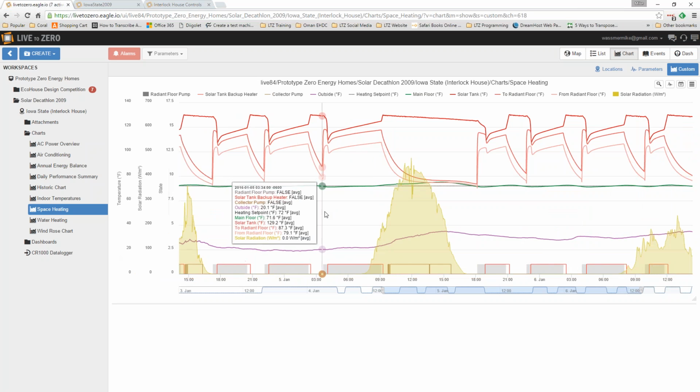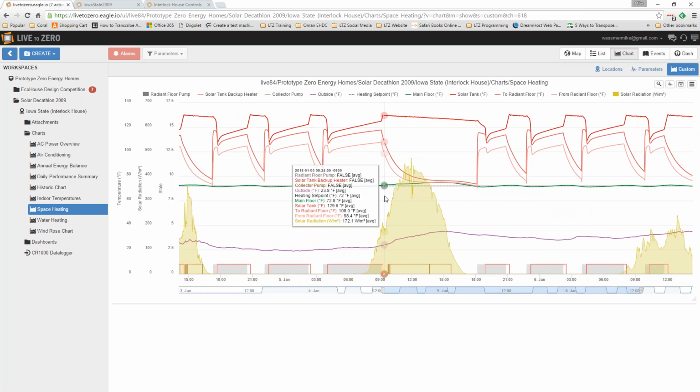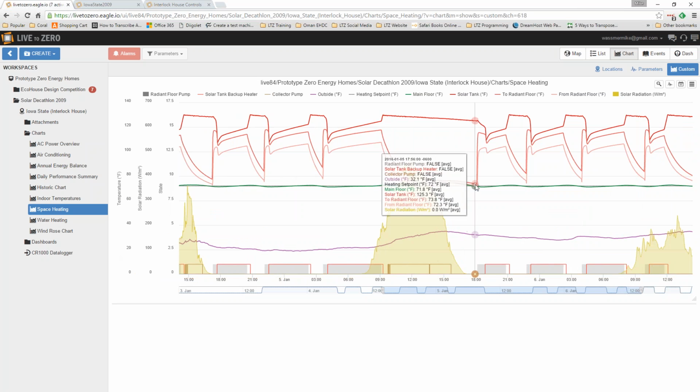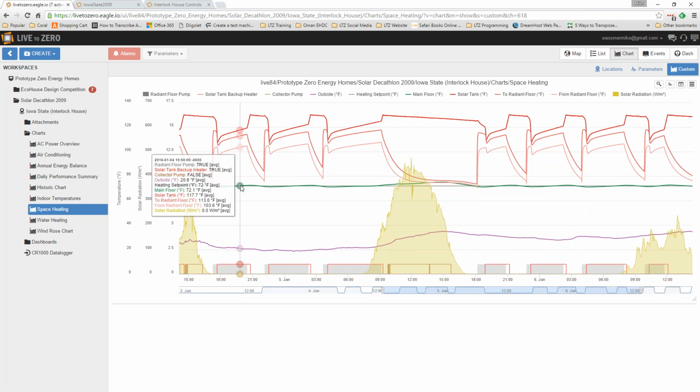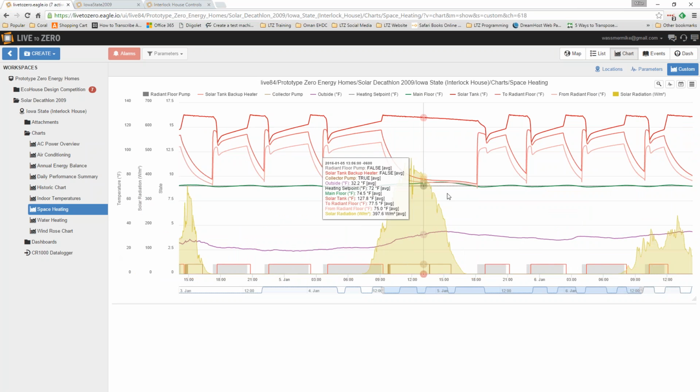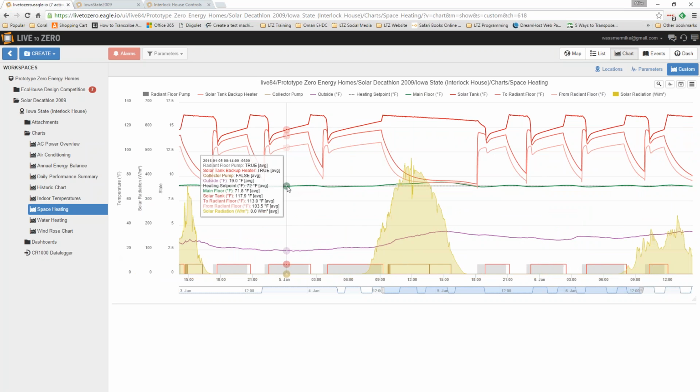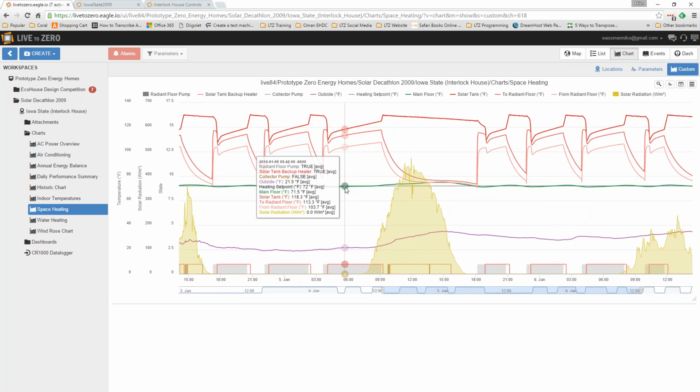Let me describe what these lines mean. The dashed black line here is the temperature set point. The green line, which is indoor temperature, you can see it's going up and down a little bit above and a little bit below the set point as the heat turns on and off.